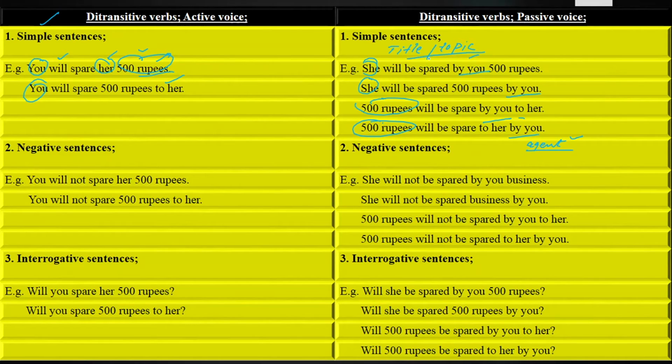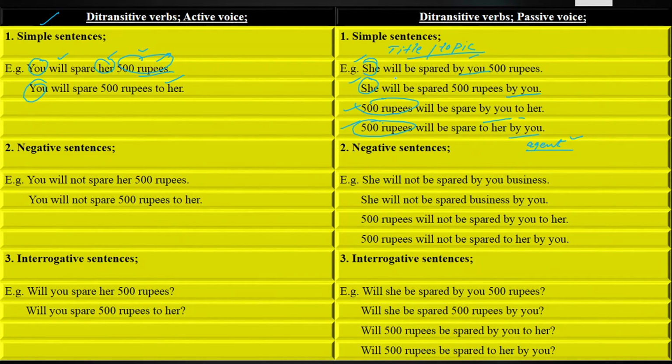And what is the definition of title and topic subject? A person, place or a thing in a sentence which we are talking about is called the title or topic subject. Now see, in the first and second sentence we are talking about a person, in the third and fourth sentence we are talking about a thing, means the money, about rupees. So that is known as title subject.